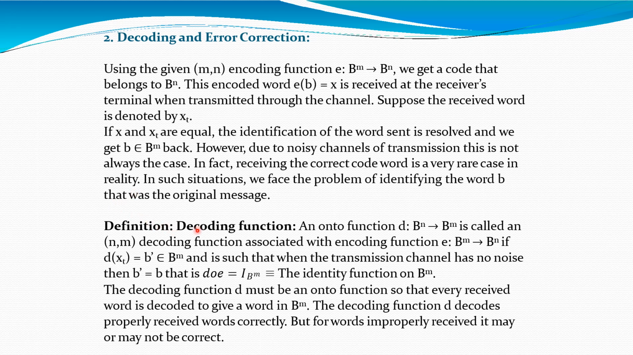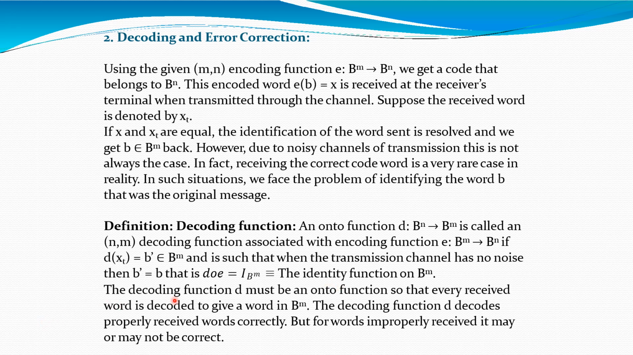Now see what is the decoding function, which decodes the code word. An onto function D from Bn to Bm is called an nm decoding function associated with an encoding function E from Bm to Bn, if D of xt equal to b dash is in Bm and is such that when the transmission channel has no noise, then b dash equal to b. That is, D composite E is equal to the identity function on Bm.